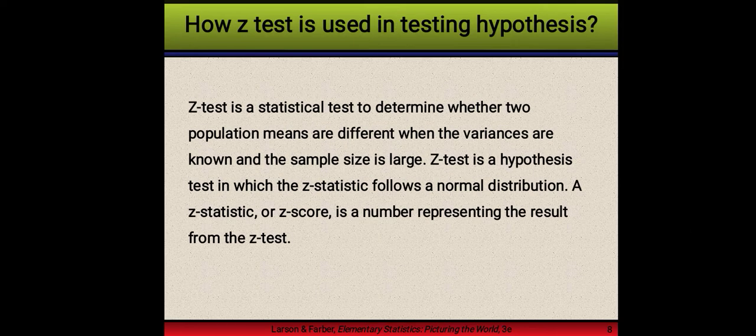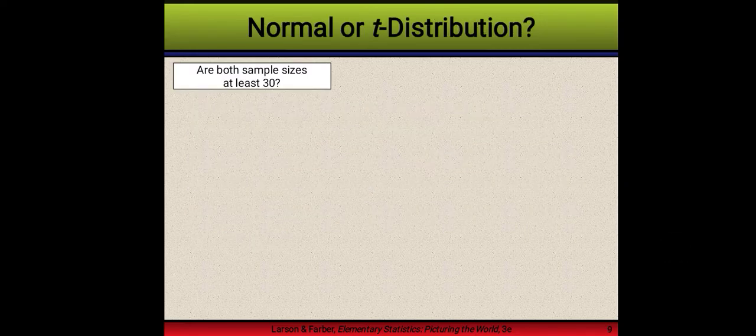How the z-test is used in testing hypotheses. Z-test is a statistical test to determine whether two population means are different when the variances are known and the sample size is large. Z-test is a hypothesis test in which the z-statistic follows a normal distribution. A z-statistic, or z-score, is a number representing the result from the z-test. We have here the normal, or the t-distribution.